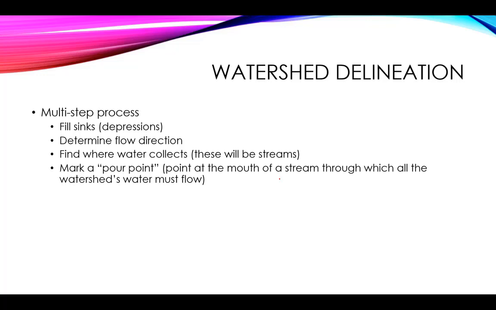Finally, there's a term called a pour point, and we're basically going to have a pour point, which is a point at the mouth of the stream through which all the watershed's water must flow. And so you can put that pour point sort of anywhere on a stream, and you'll determine the watershed everywhere upstream from that point. And so where you put this point kind of helps determine the size of your watershed.